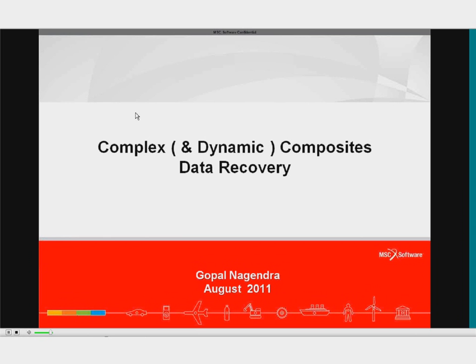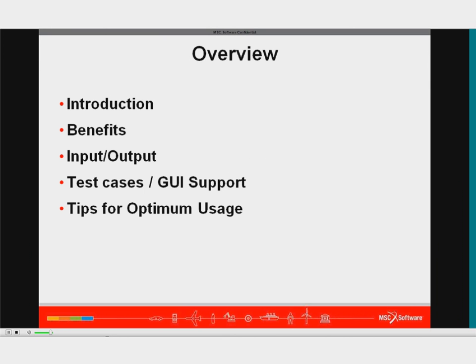So today we are going to be talking about complex and dynamic composite data recovery. We'll briefly go through the introduction, the benefits, input-output requirements if there are any, test cases that we have put in the TPL library, which can be used as a template to get familiar with the capability, and tips for optimum usage.